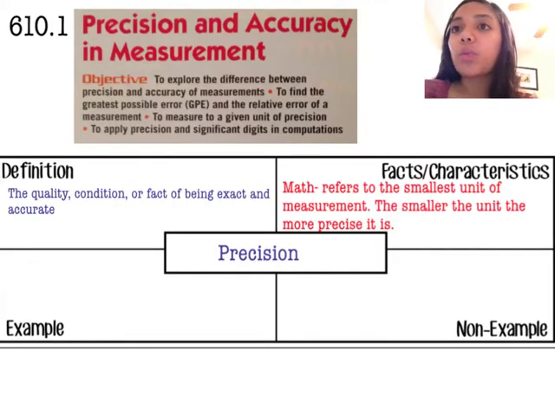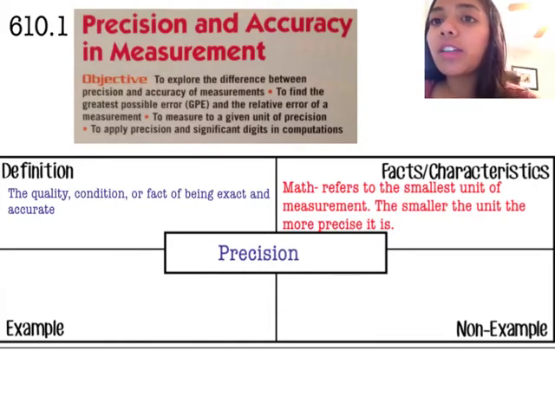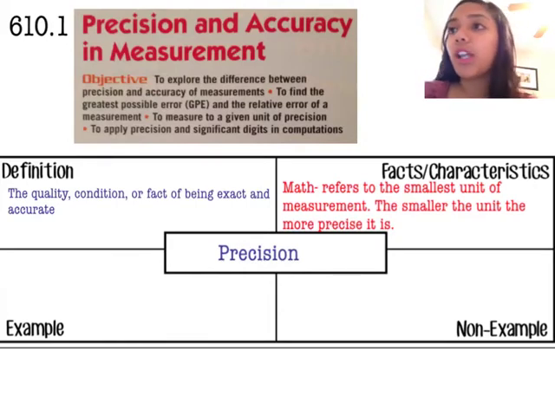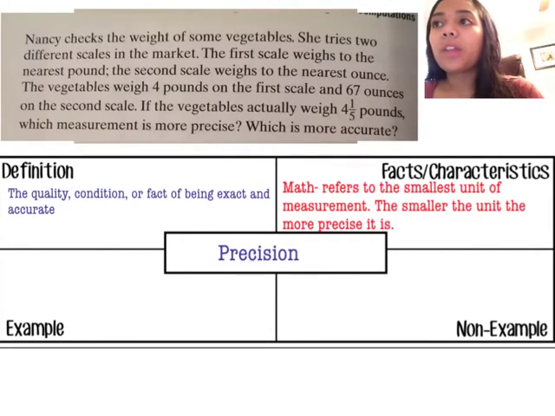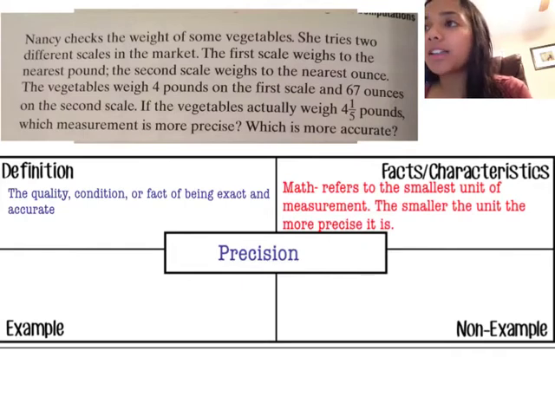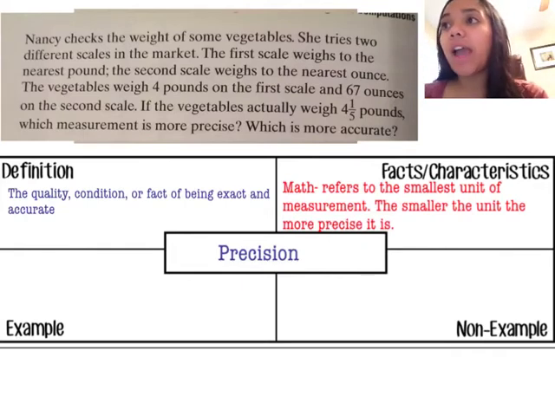So if you notice the word precision is in there a lot, that's actually going to be our very first definition. So in your box, I want you to write precision. Okay, so what does the word precision mean? It is the quality or condition or fact of being exact. So it's being exact and accurate. So let's go ahead and write that down.